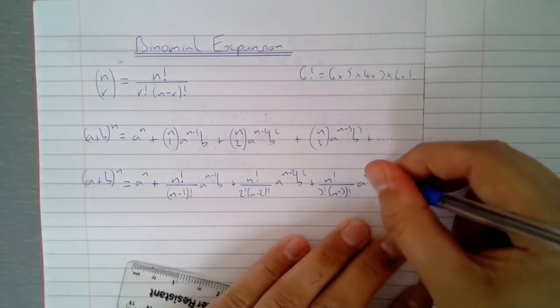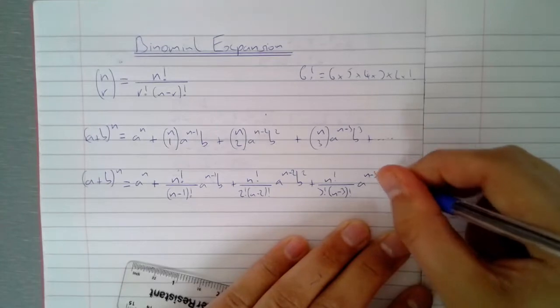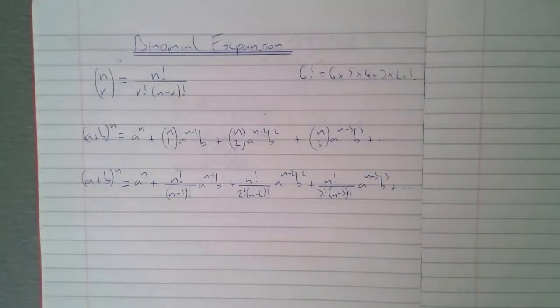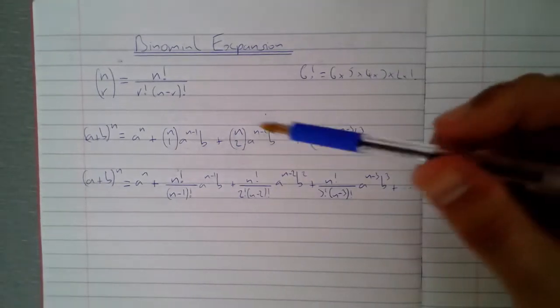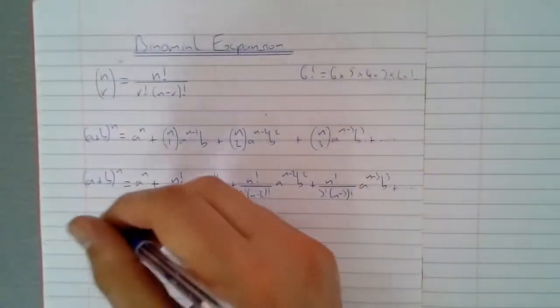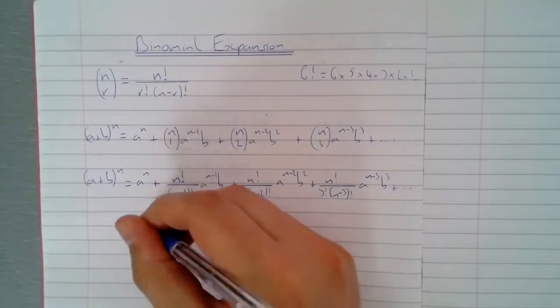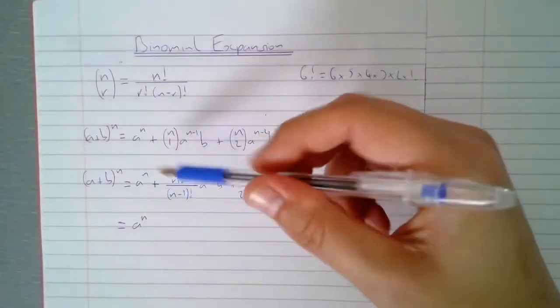A n minus 3b cubed plus all of the rest of them. Okay, so what we can do from this point is just try and tidy it up a bit because it's quite messy at the moment. So the first term I can't really tidy up at all, it's just a to the n. This term I can tidy up.